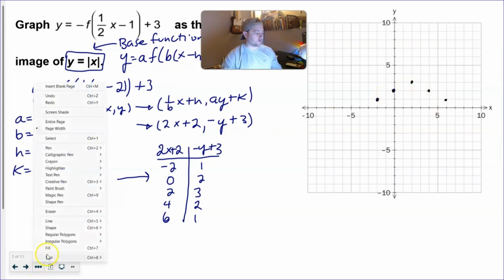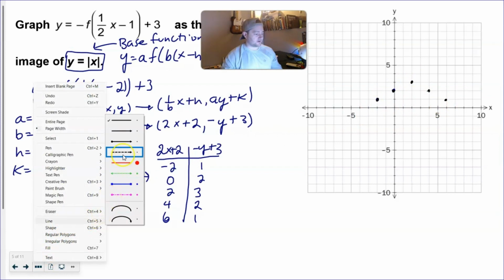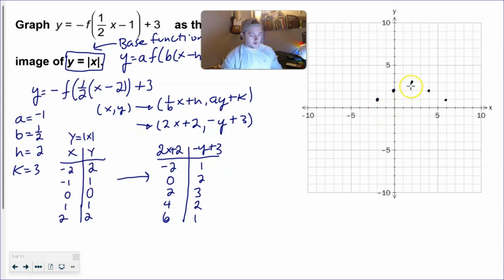So what we're going to do is use our ruler. I was kind of lazy in the first bunch of videos I made, so I didn't really use a ruler, but here I'm turning over a new leaf. So there's my points connected. Notice I'm extending beyond those 3 points that I have.